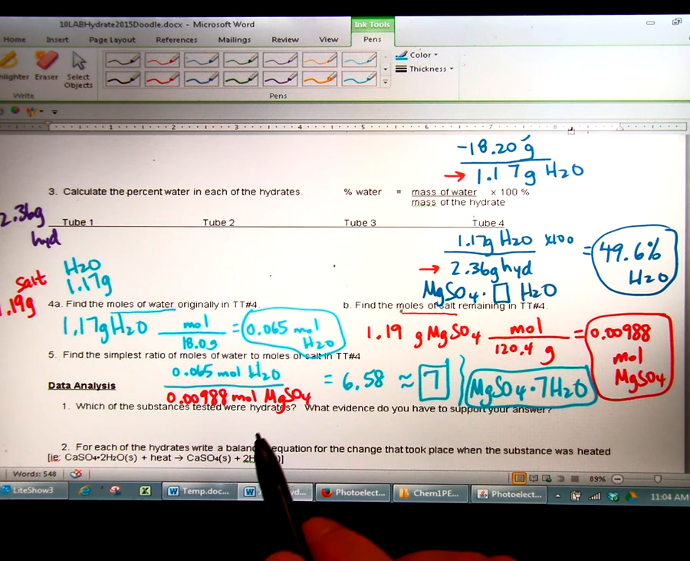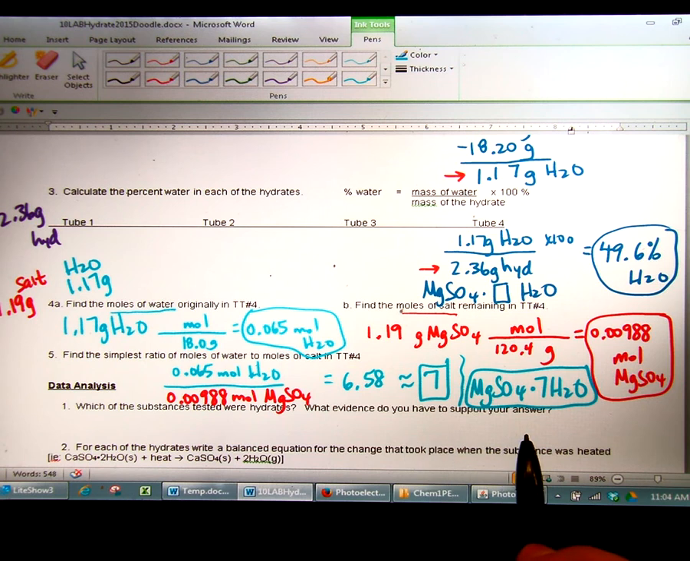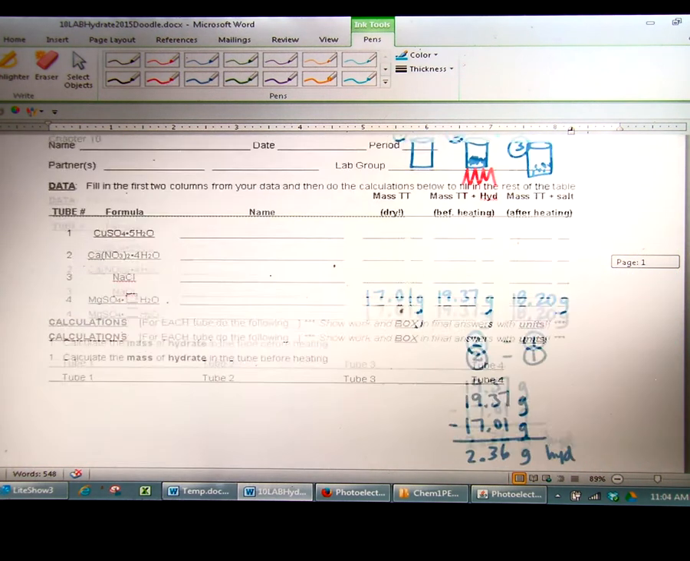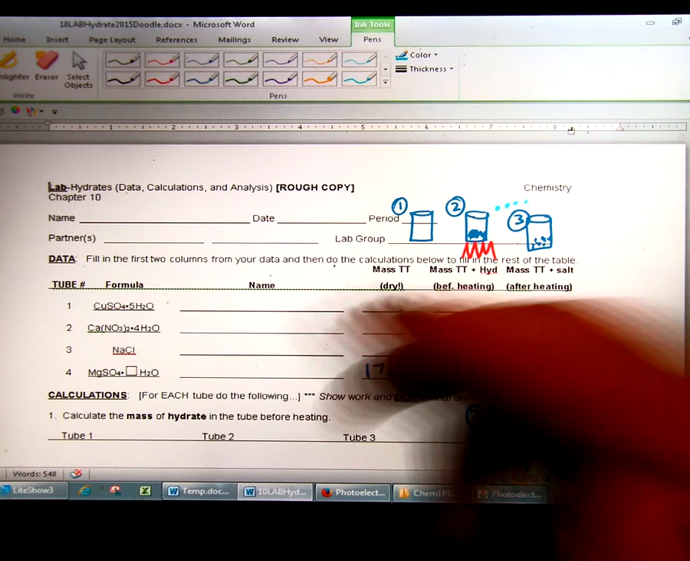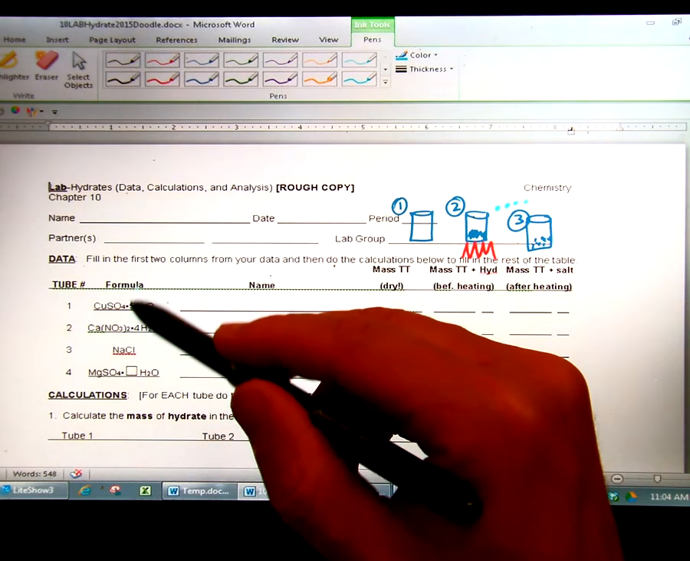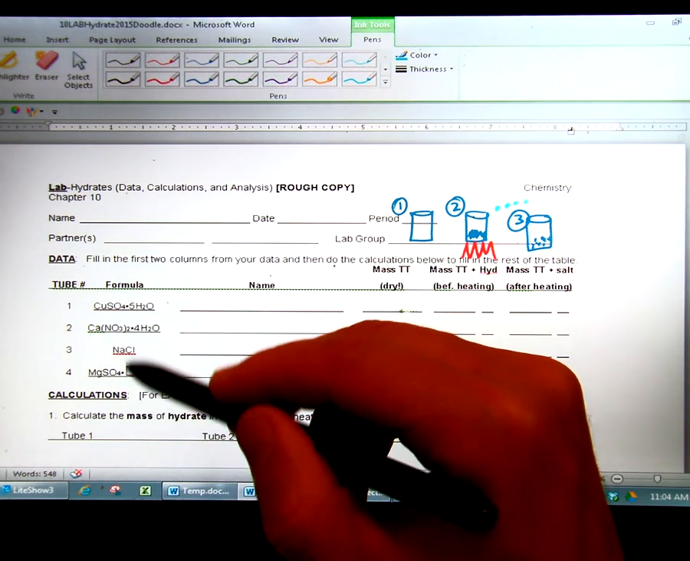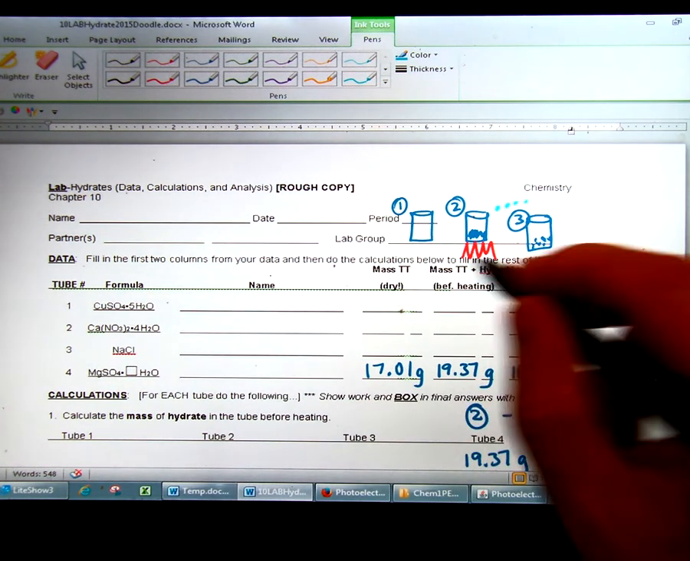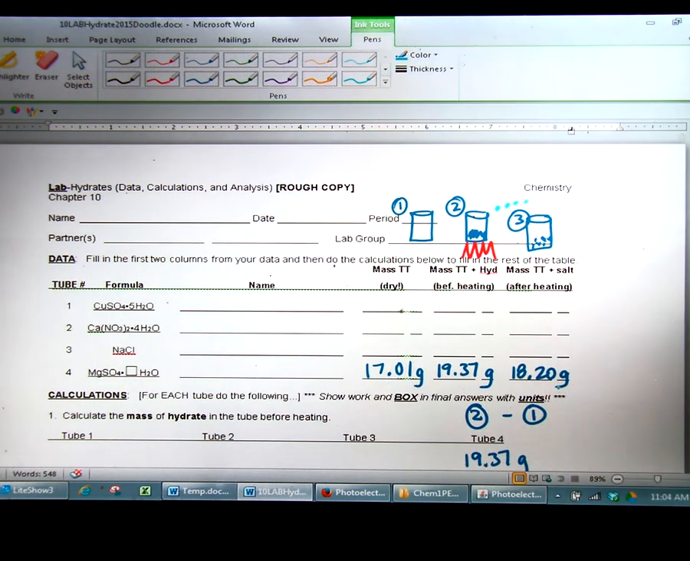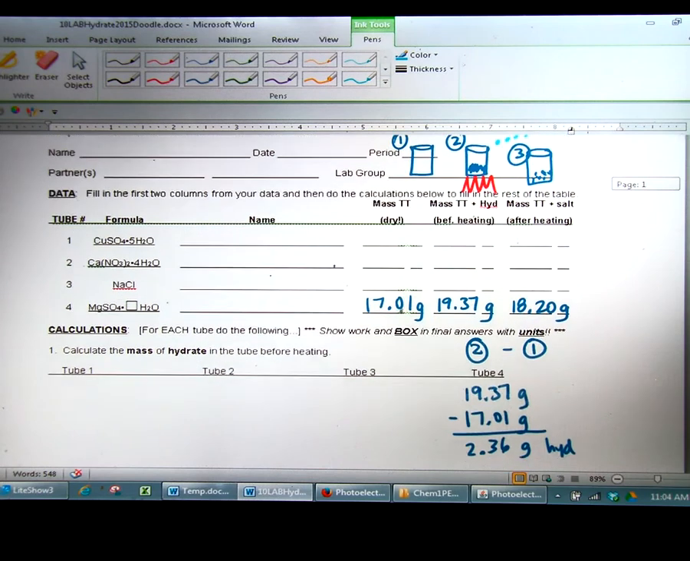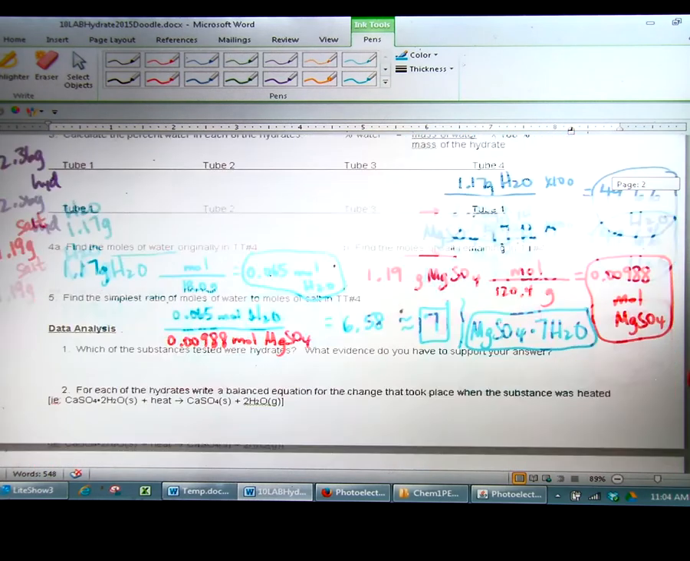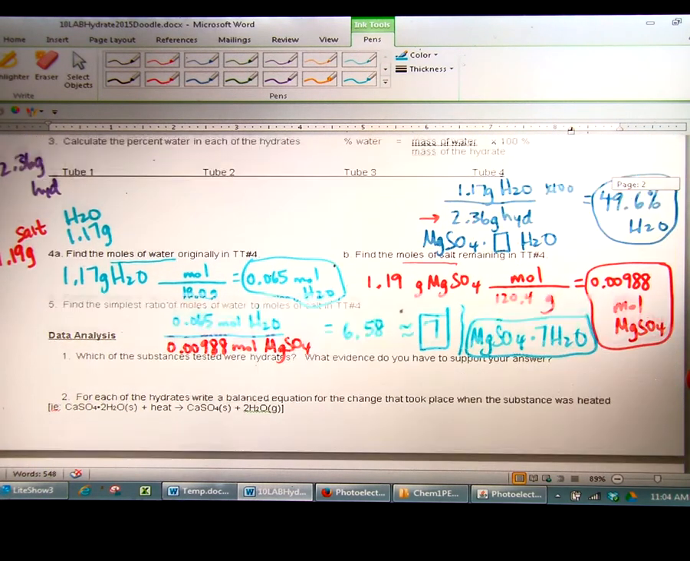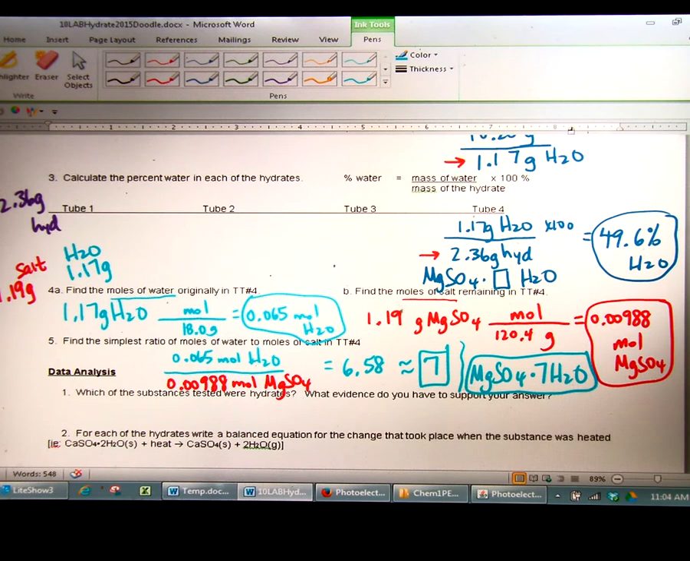Which of the substances were hydrates, and what evidence do you have to support your answer? One of these test tubes was not like the other, in the words of Sesame Street. So there was one of these 4 test tubes that was not the same as all the others, and you visually saw a difference. You could see a difference in the formulas. You saw a difference in how the masses changed over here, or perhaps did not change. So I'm going to leave that up to you to figure out which ones were hydrates and which ones were not.